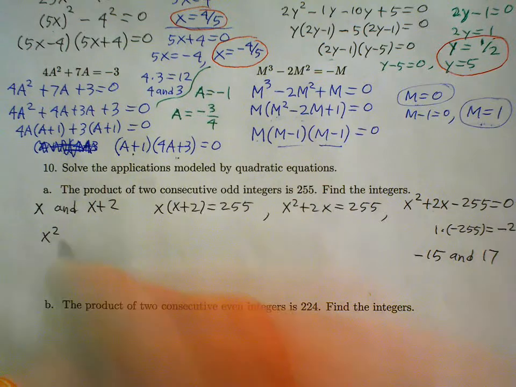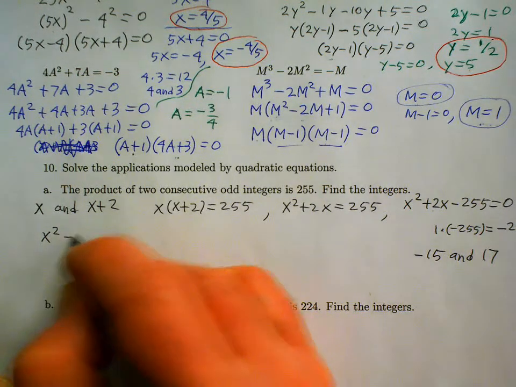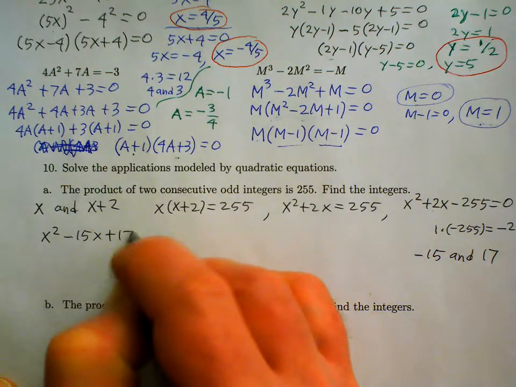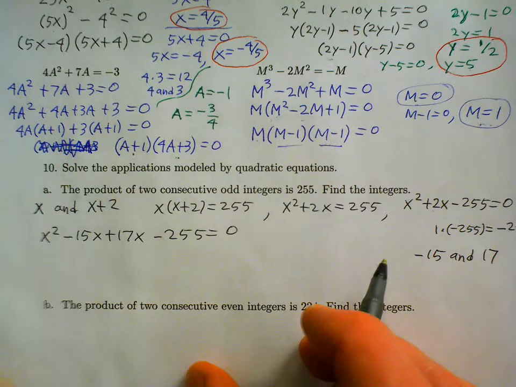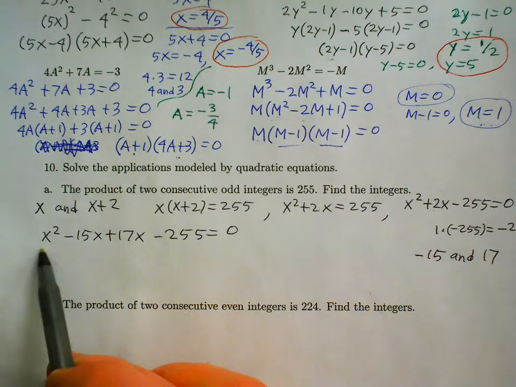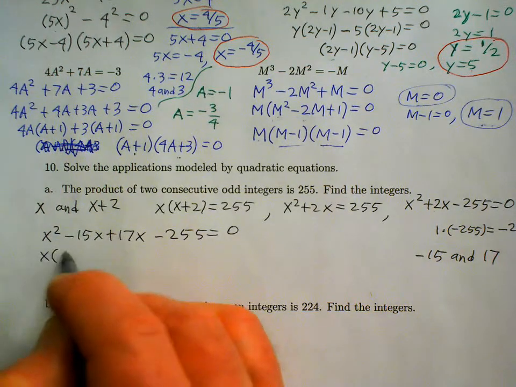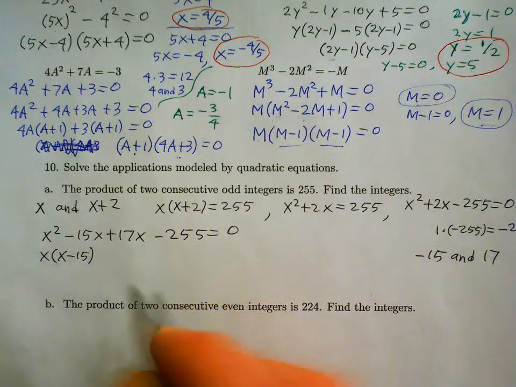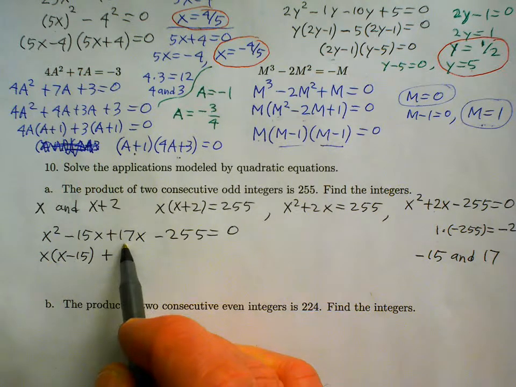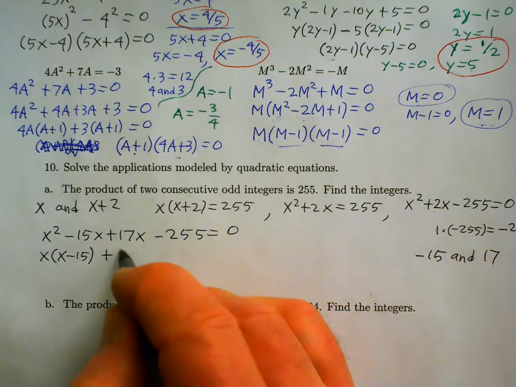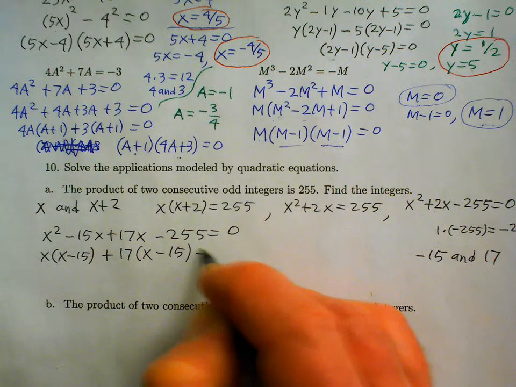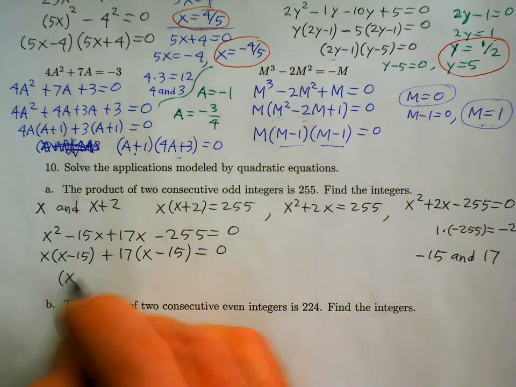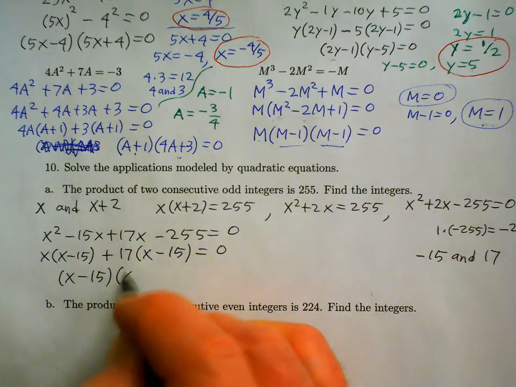x squared, replace the plus 2x with minus 15x plus 17x. Then factor by grouping. Out of the first two terms, factor out x, and then x minus 15. Bring down plus, and then out of 17x minus 255, we factor out 17 and x minus 15. The two factors are x minus 15 and x plus 17.